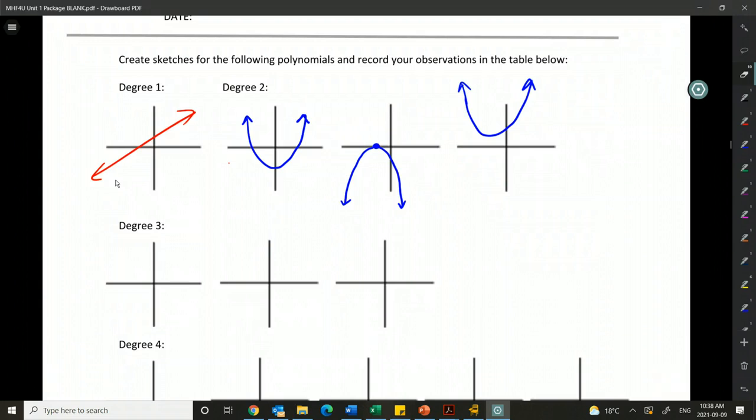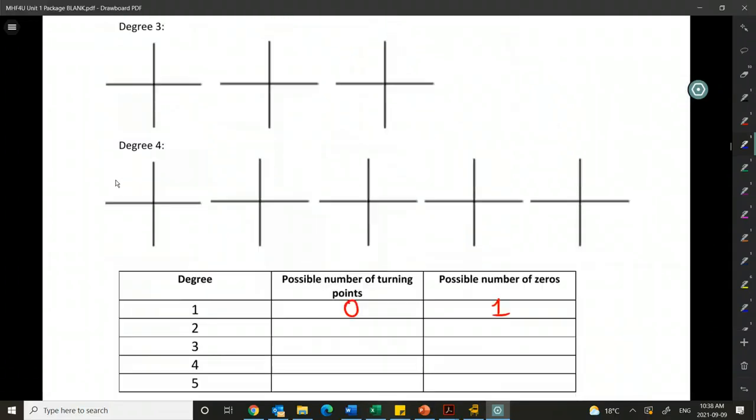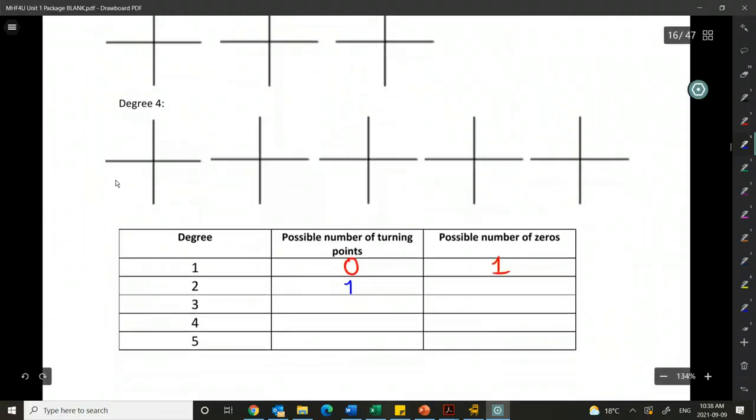Okay. So here's our options for turning points and zeros. What is always going to happen with a simple degree 2 parabola as far as turning points? Serena? There's going to be 1. There must be 1. Could there be 0? Could there be more than 1? No, it's just a very simple U shape. It's only going to turn once.